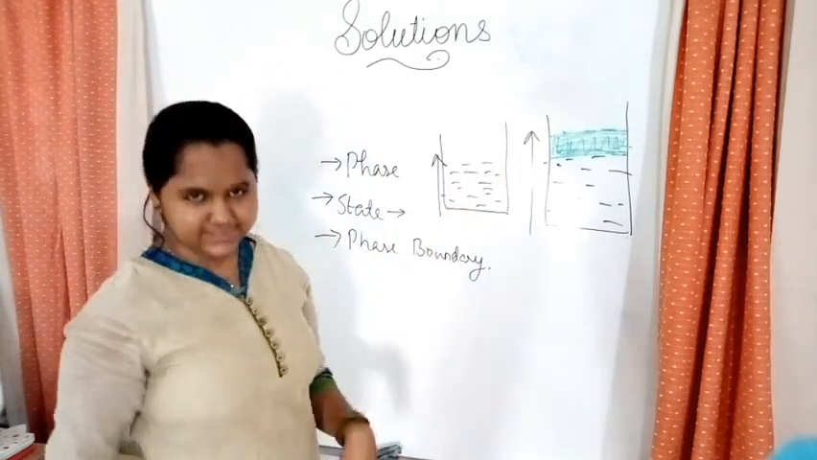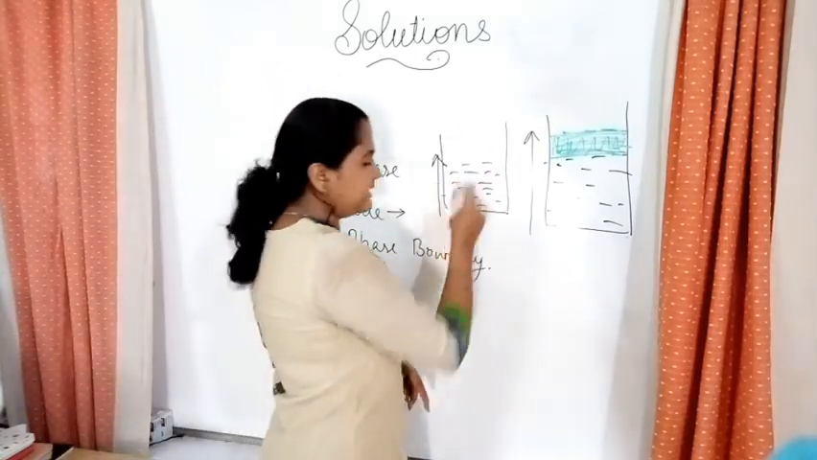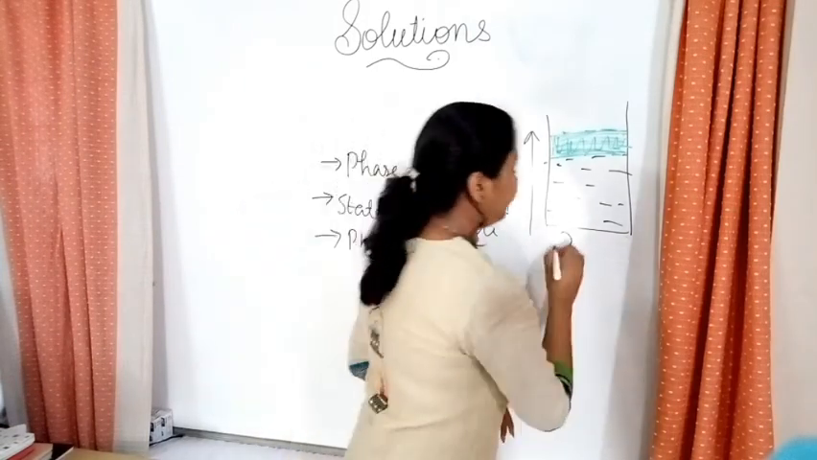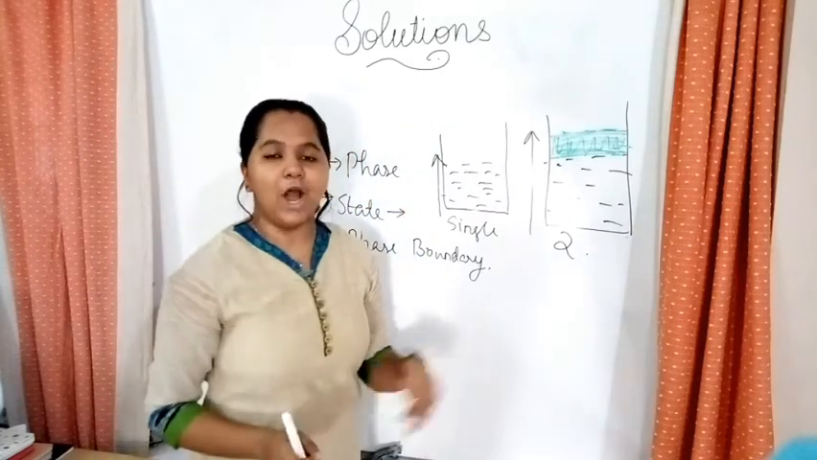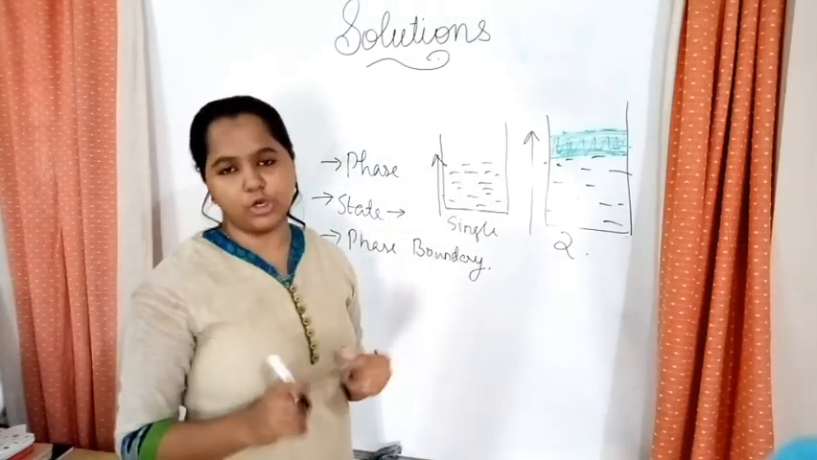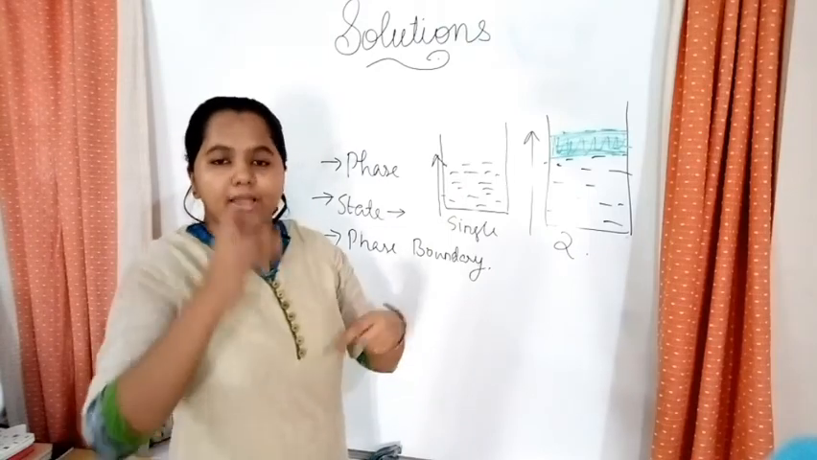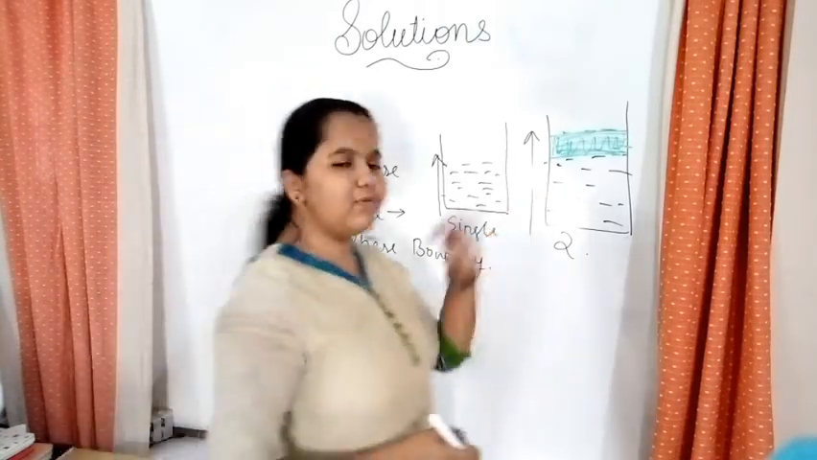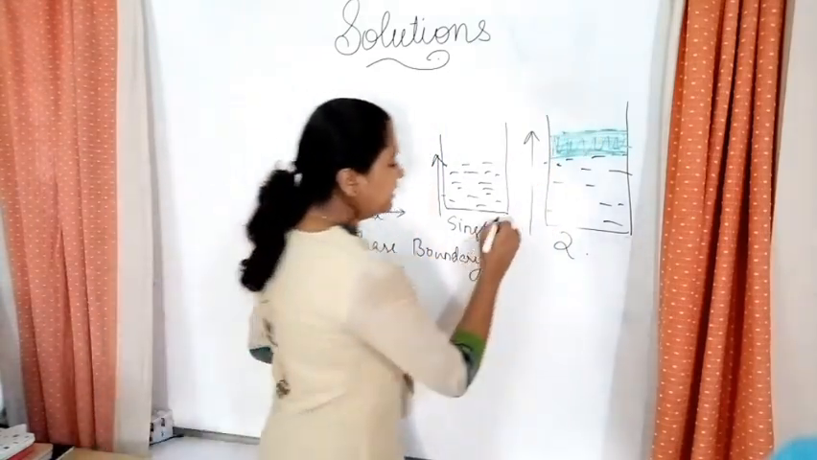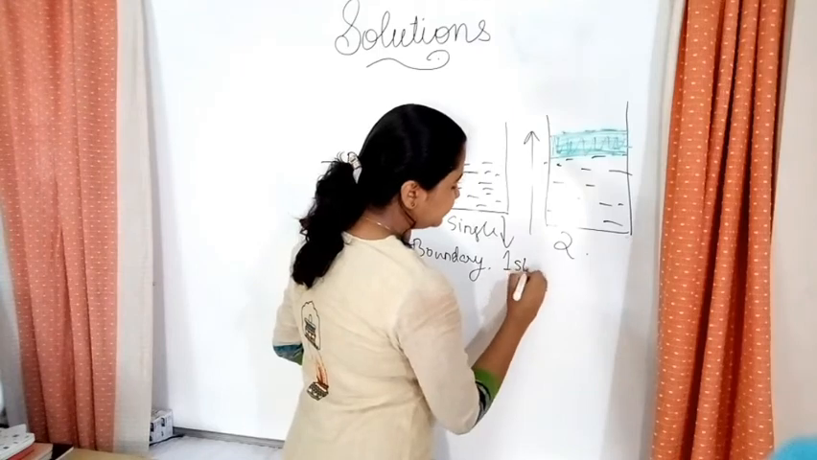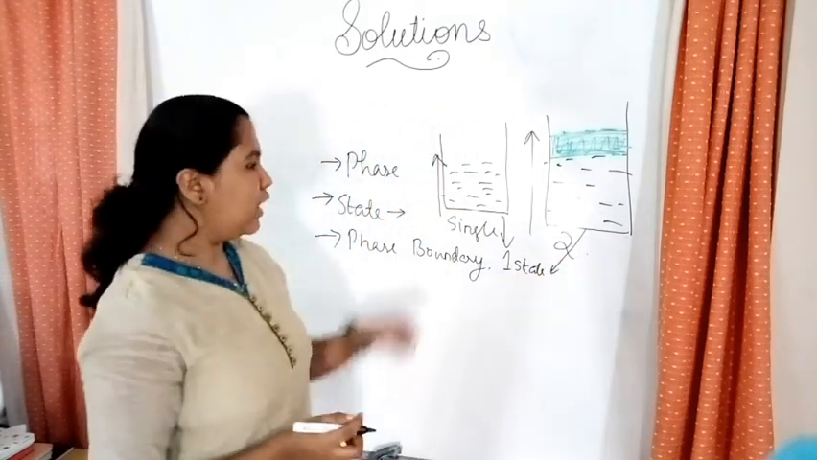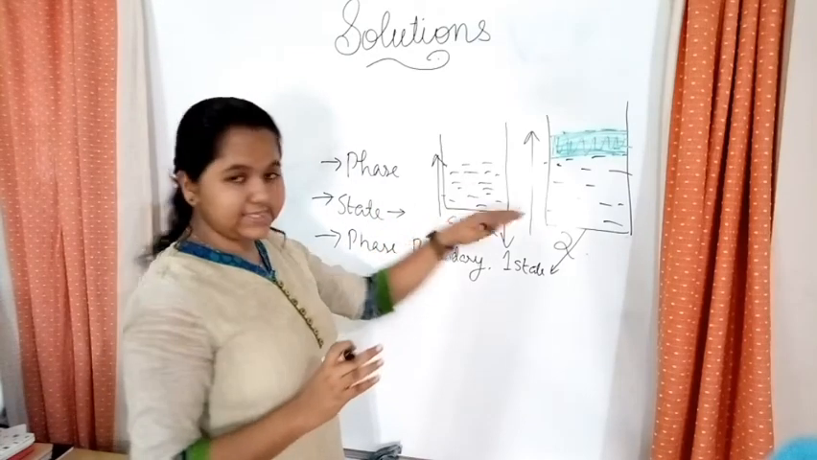So over here you can say that this is a single phase. This is a single phase. But over here there are two phases. Okay. Now how many states are there inside this? Over here you can see water and salt makes the solution in the form of a liquid. Over here, oil and water also are liquids. So there is one state. Over here also there is only one state. Okay. So that is what is state and phase.